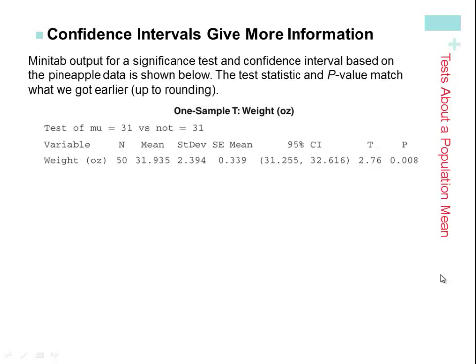Confidence intervals will now give us more information than a test alone, just like they did with proportions. Taking a look at the Minitab data, you can see the t-score that we got from the test of 2.76 and the p-value at the far right of 0.008. Since this value was less than alpha, we rejected the null hypothesis that mu was equal to 31 and concluded that the mean weight of the pineapples must now not be equal to 31.